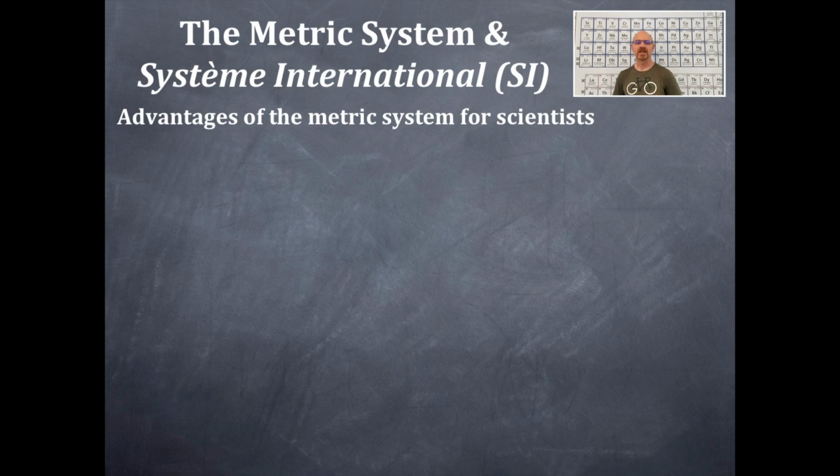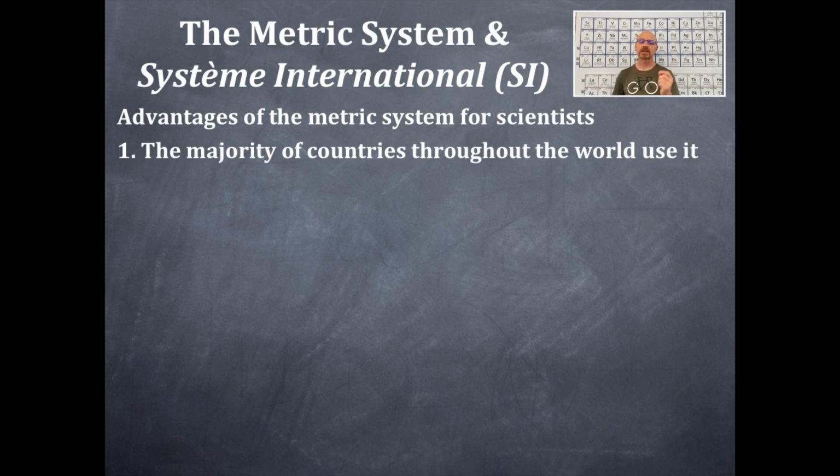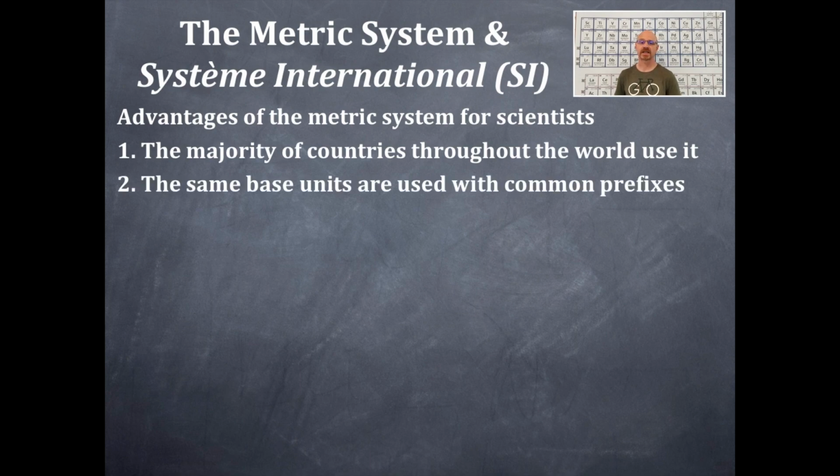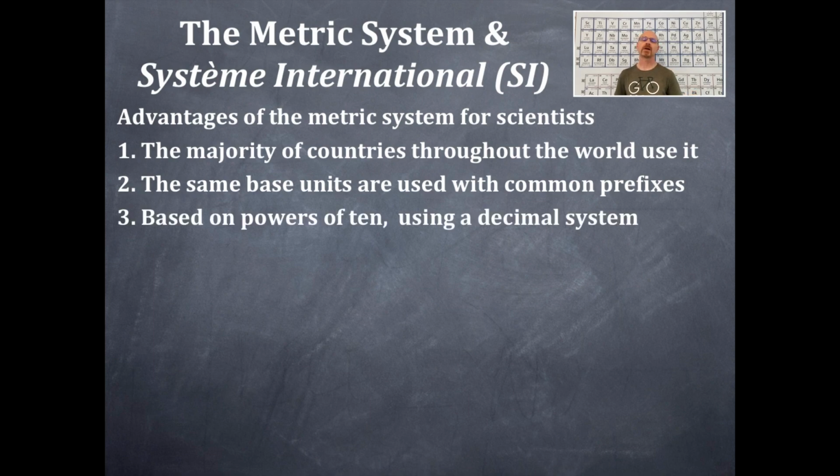So here we go. The advantages of the metric system for scientists are the following. Number 1, the majority of countries throughout the world use it. Number 2, the same base units are used with common prefixes. Essential. Number 3, it's based on powers of 10 and uses a decimal system, and that makes the math really easy. You're just moving the decimal place to the right or to the left, any certain number of places.